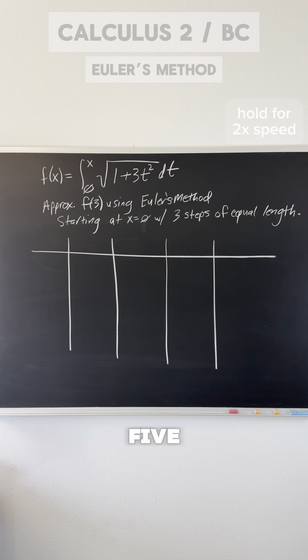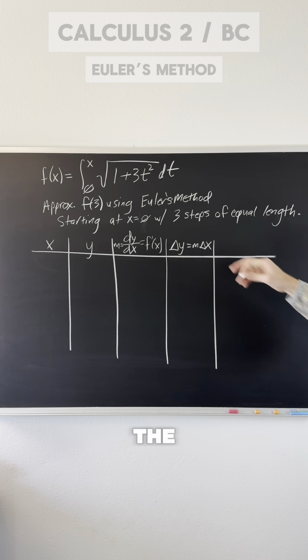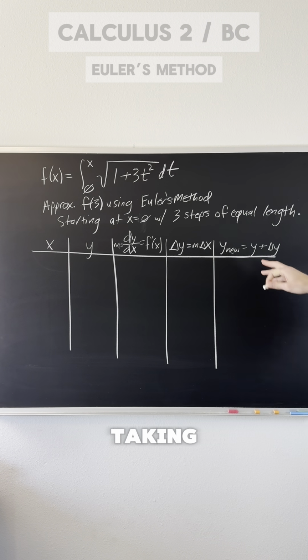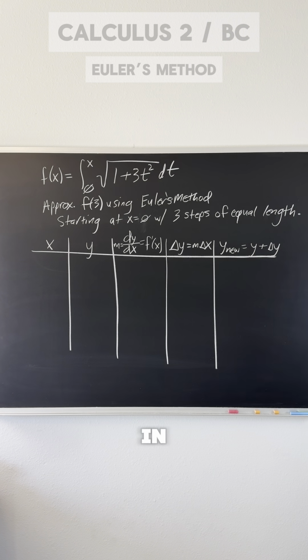My table is going to have 5 columns, with my first column being the values of x, my second column being the values of y, my third column being the slope or the derivative of my equation, which I could represent in any notation, my fourth column being the change in y, which can be found by multiplying the slope by the step size, delta x. And my final column is going to correspond to my new y values. These can be found by taking the original y value and adding the change in y. Let's go ahead and fill out this table a bit.